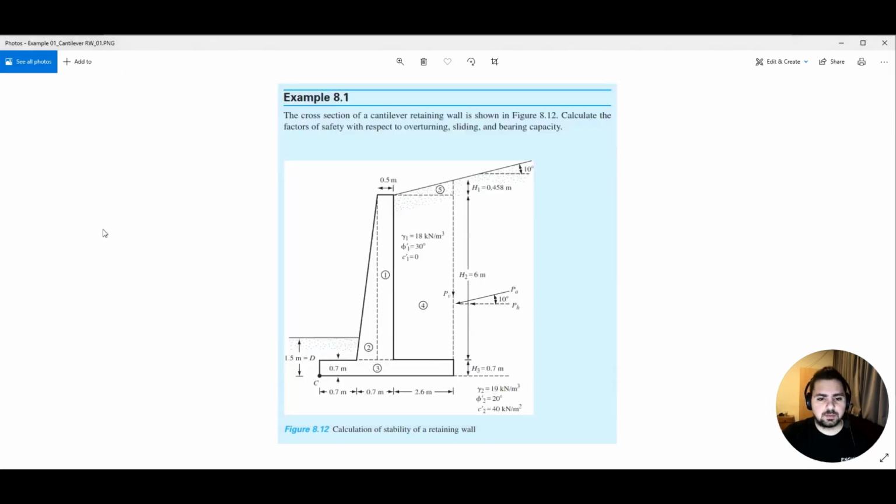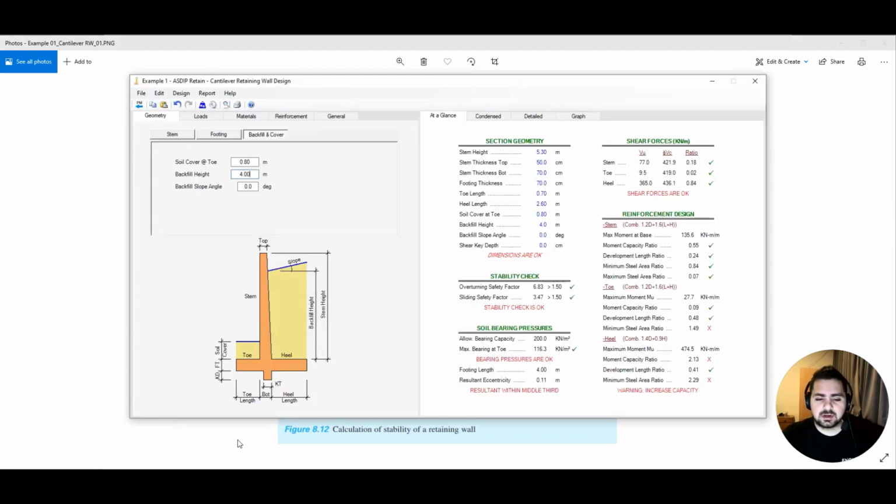The backfill slope angle, we can see that we have an angle here. However, we are not going to follow this example in this criterion specifically. Why? Because we are going to take into consideration that we have a live load on top of my wall, which might be a road, for example. So we are going to take our slope as 0.